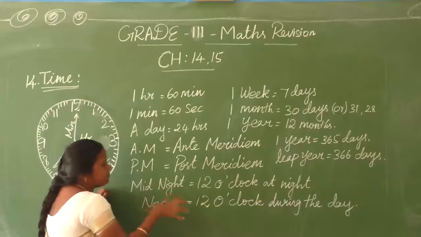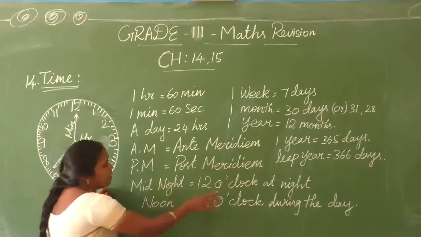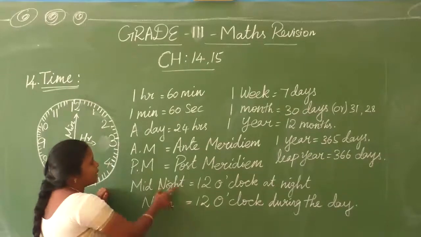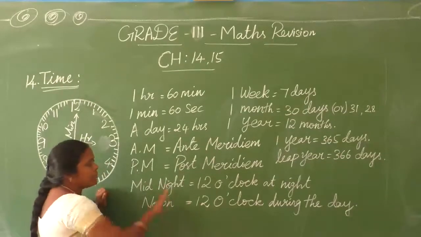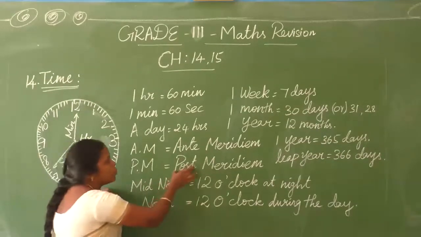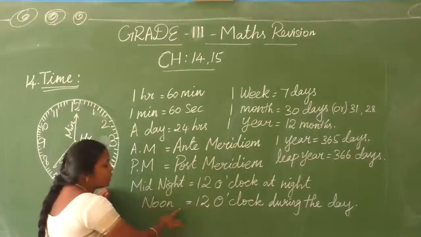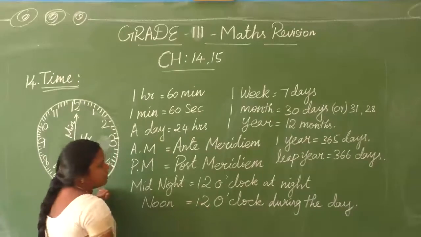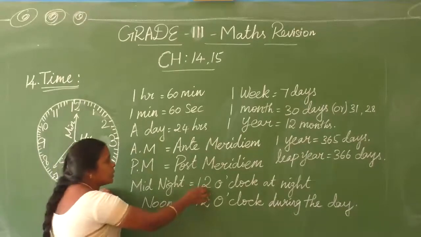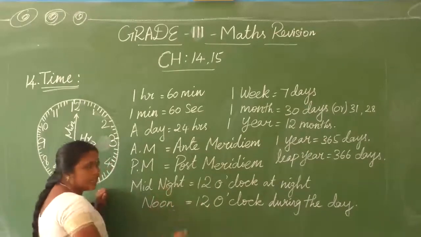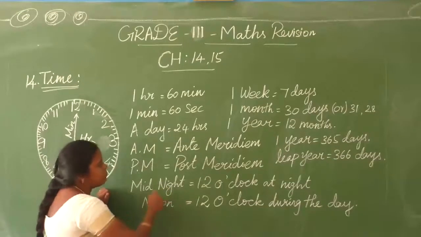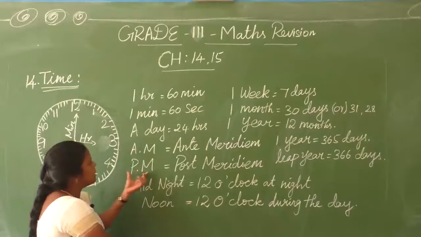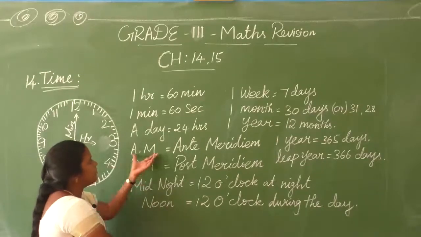After that, the time between noon to midnight is called post meridian. That means the afternoon session. Okay, post meridian, after noon, from 12 o'clock to 12 o'clock at night. That time we will call post meridian. Understood, children? So simply we will tell that as PM, AM.